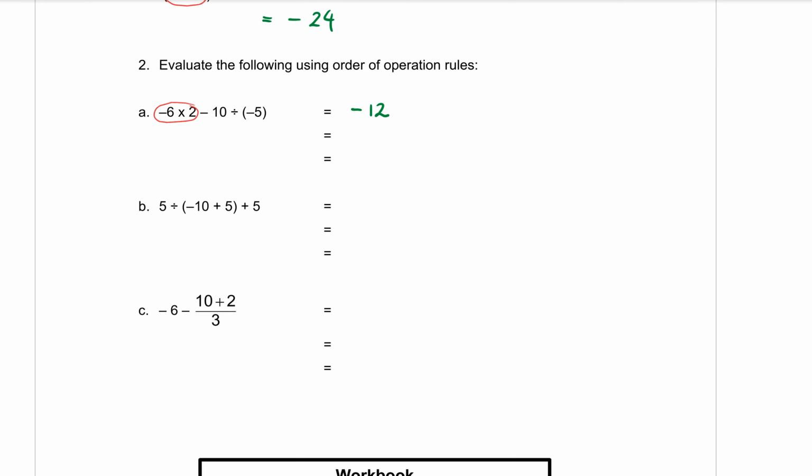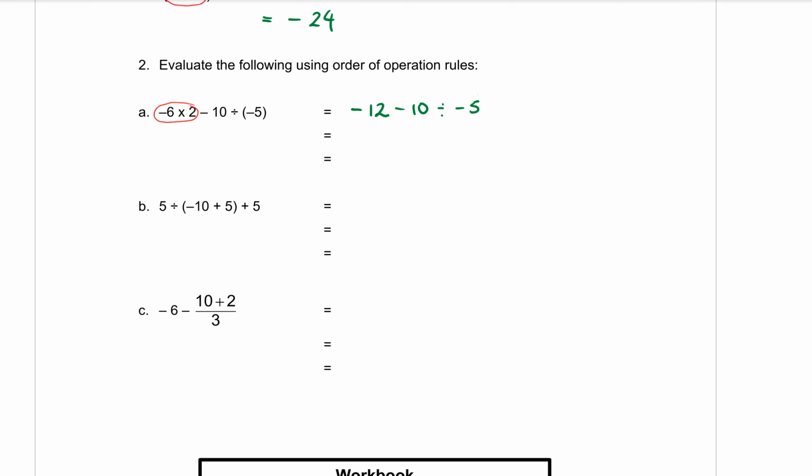So -10 divided by -5. Okay, we can put the brackets around that. We don't need the brackets though. Nope, we don't. So, next step. I still have a division in there. Okay, so that's going to be my next move.